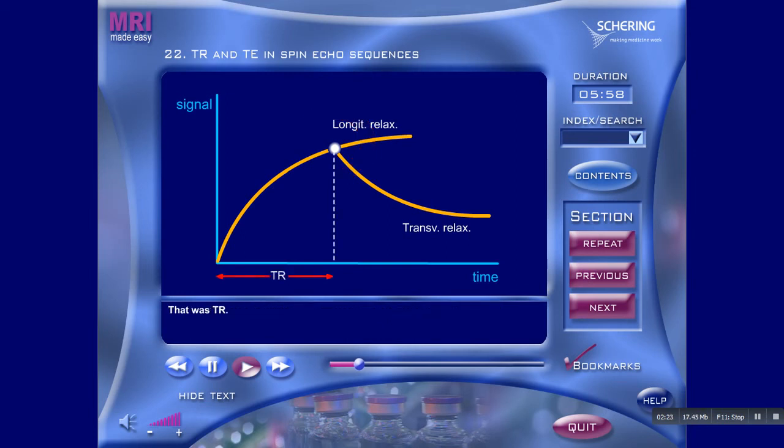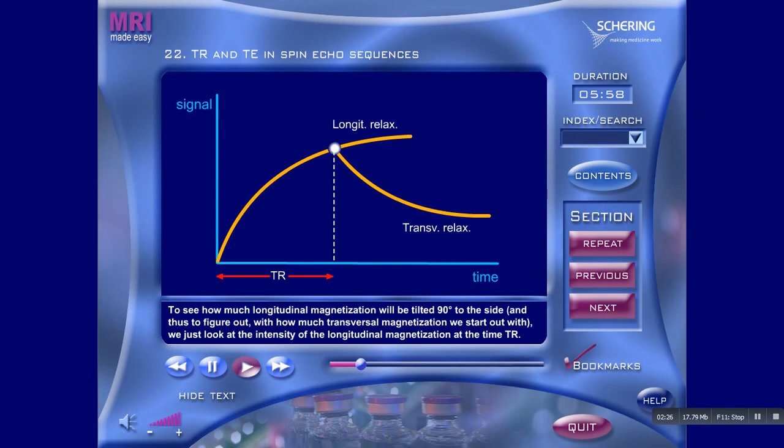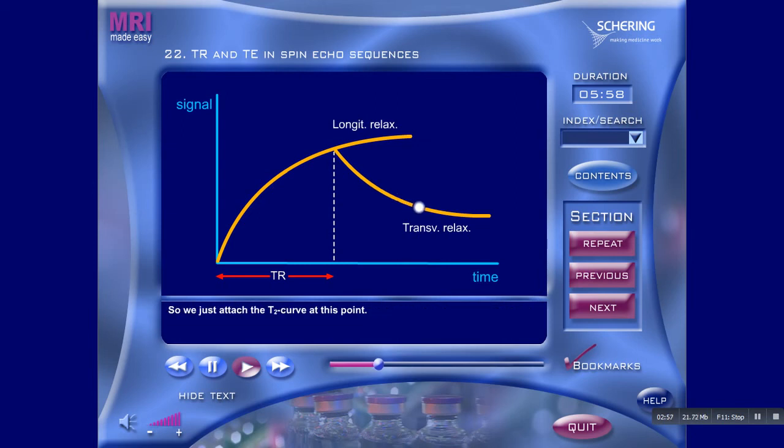Which parameter determined the amount of longitudinal magnetization? That was TR. To see how much longitudinal magnetization will be tilted 90 degrees to the side, and thus to figure out with how much transversal magnetization we start out with, we just look at the intensity of the longitudinal magnetization at the time TR. The longitudinal magnetization at this point, tilted in the transversal plane, is the starting point from which transversal magnetization decays. So, we just attach the T2 curve at this point.